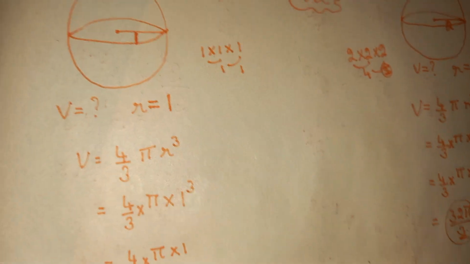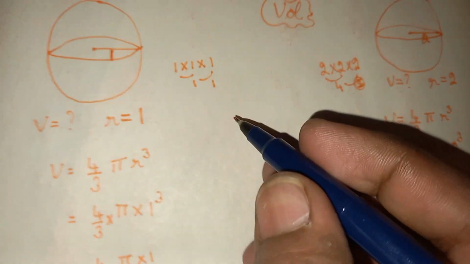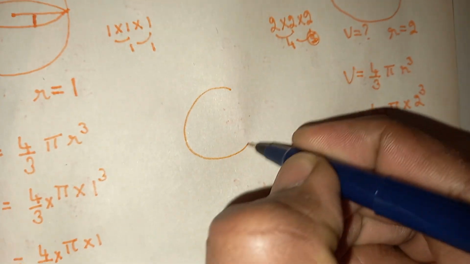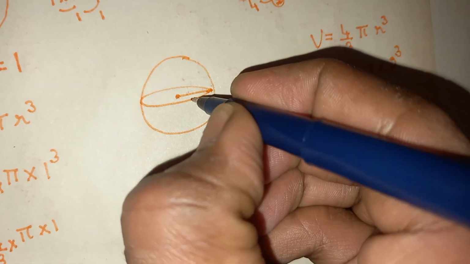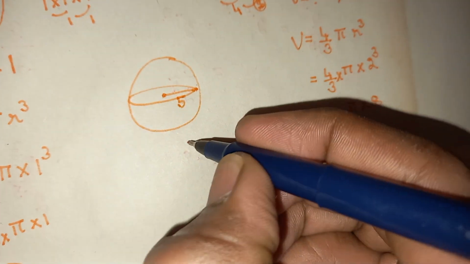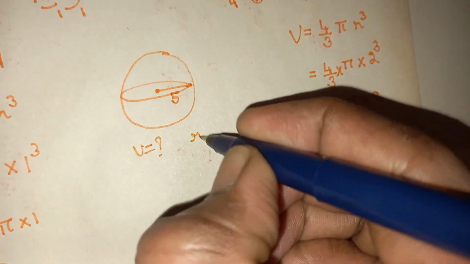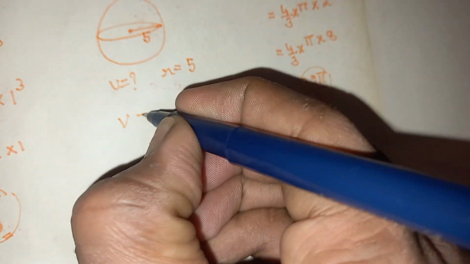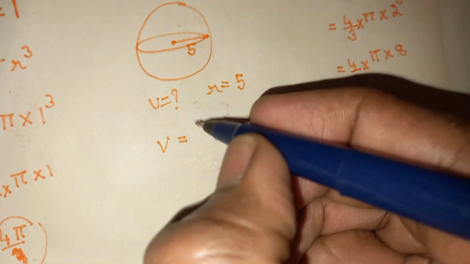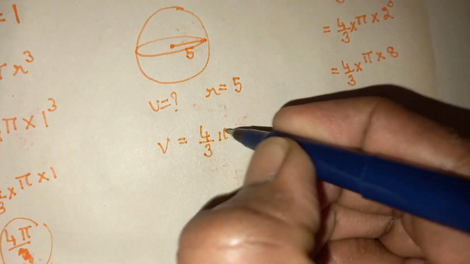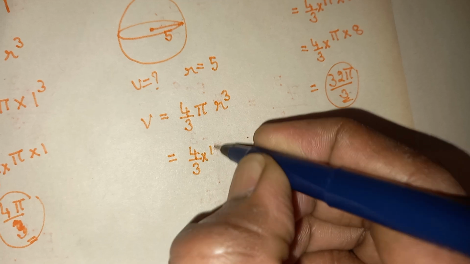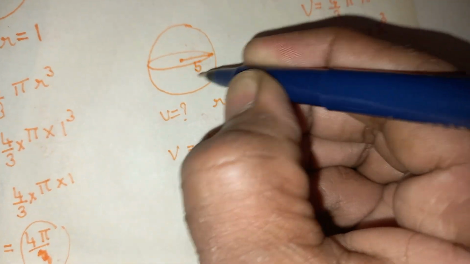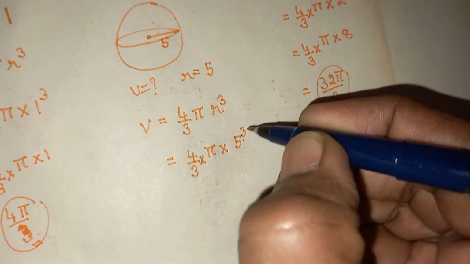Let's take one more sphere. They have given the radius of the sphere as 5 units. Here also you need to find the volume. The radius is 5 units. You can do it in the same way. The volume of the sphere becomes 4 by 3 pi r cube. So this is equal to 4 by 3 times pi times, here the radius is 5 units, so it is 5 cube.